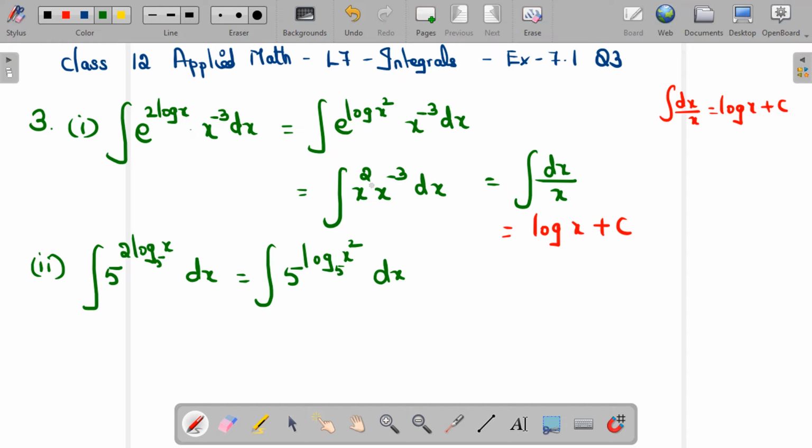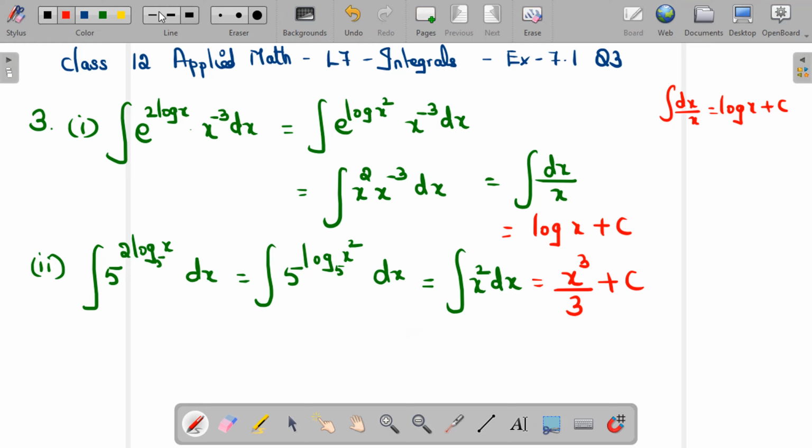So like in the previous question with e and the log, you can simply cancel this. So the integration is now reduced to just x squared dx. Now you know the direct formula for integration of x power n. So applying that, this will be x cubed by 3 plus c.